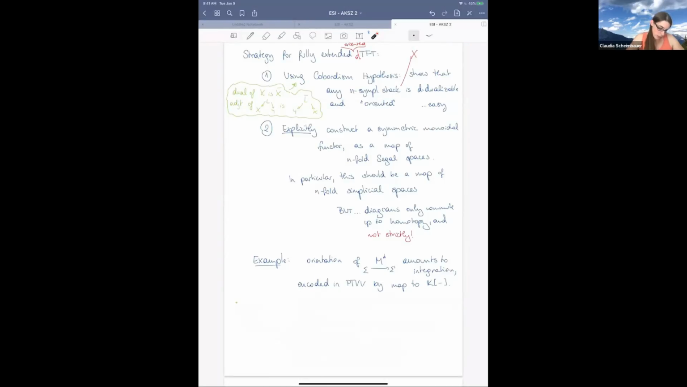So one example is that if we look at the orientation of M as a map from sigma to sigma prime, the part of the orientation that we actually need amounts to just integrating forms. This is something we've seen throughout the talk. We were just using Stokes' theorem over and over. And so in PTVV, the way this is encoded essentially is by a map to K, maybe with a shift that corresponds to the dimension. So here, D minus 1.